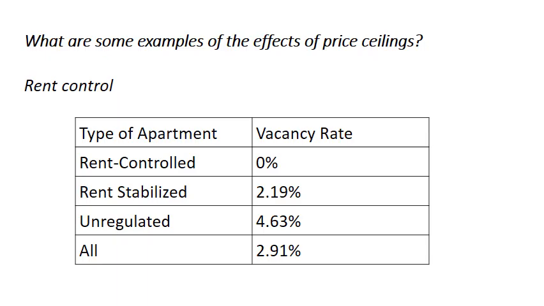Now, let's talk about some real examples of price ceilings. First one we're going to talk about is rent control, and in particular New York City. New York City has a myriad of laws that restrict the ability of landlords from raising rents. The restrictions fall into two categories: rent control and rent stabilization.